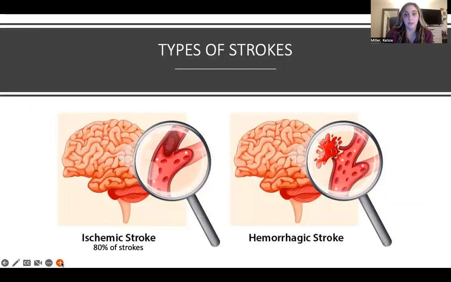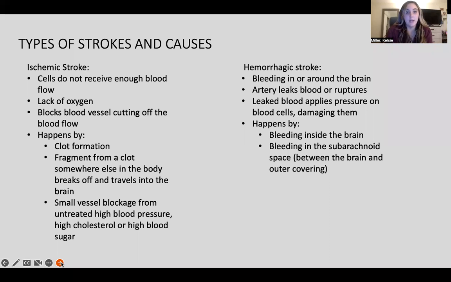There are two types of strokes. The first one is ischemic stroke, which is 80% of strokes. And the second one is a hemorrhagic stroke. An ischemic stroke is when the cells do not receive enough blood flow, which causes the lack of oxygen. This blocks the blood vessel by cutting off the blood flow, and it can happen by clot formation, a fragment from a clot somewhere else in your body that breaks off and travels up to your brain and puts the clot there. It can also happen by small vessel blockage from untreated high blood pressure, high cholesterol, or high blood sugar.